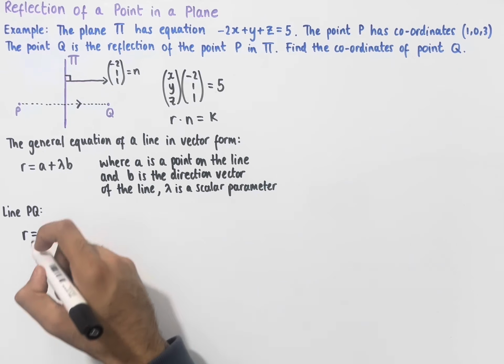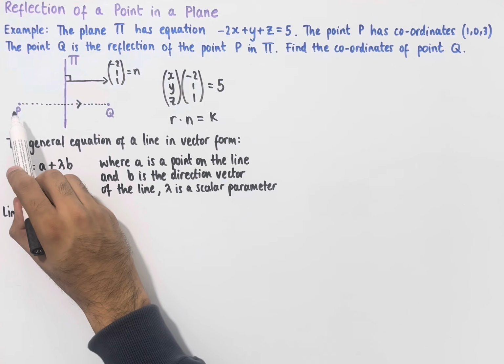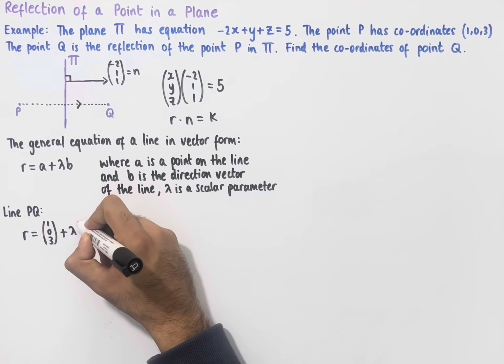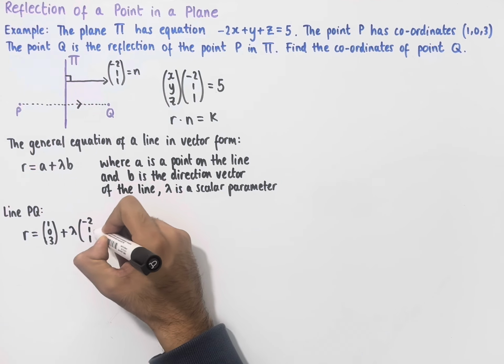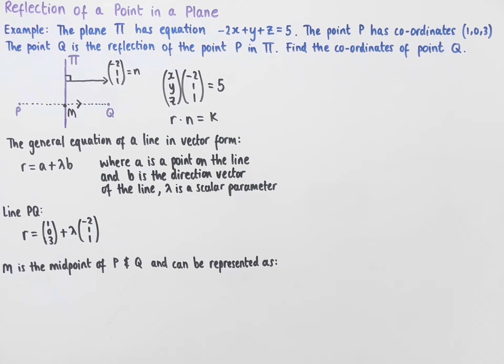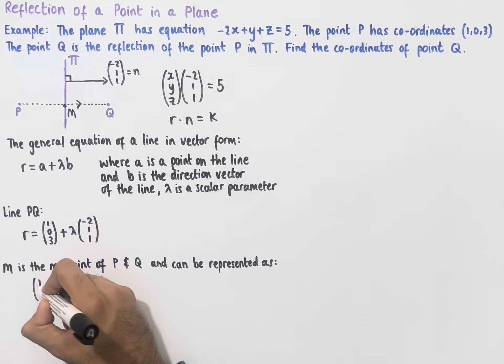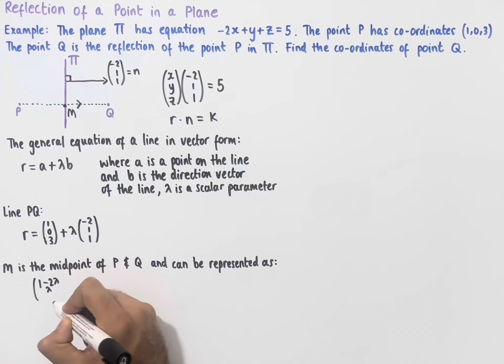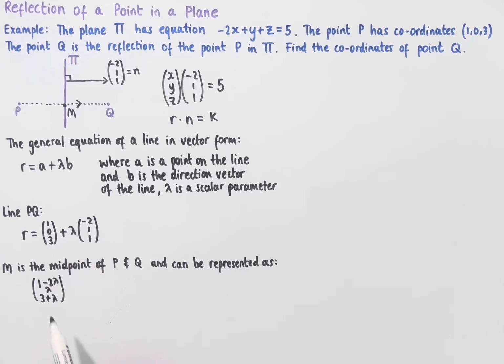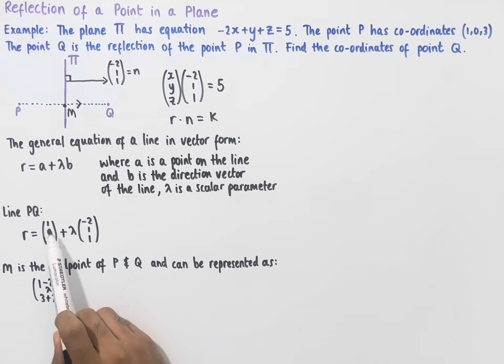And so we have r equals 1, 0, 3, since 1, 0, 3 is a point on the line PQ, plus lambda times minus 2, 1, 1, since the direction vector of PQ is parallel to the normal to the plane. Now if we let M be the midpoint of P and Q, we can see we marked it on the diagram here, and so we can represent M, since it's on the line PQ, as 1 minus 2 lambda, lambda, and 3 plus lambda. And we get this by multiplying minus 2, 1, 1 with lambda, and then adding that result to 1, 0, 3.